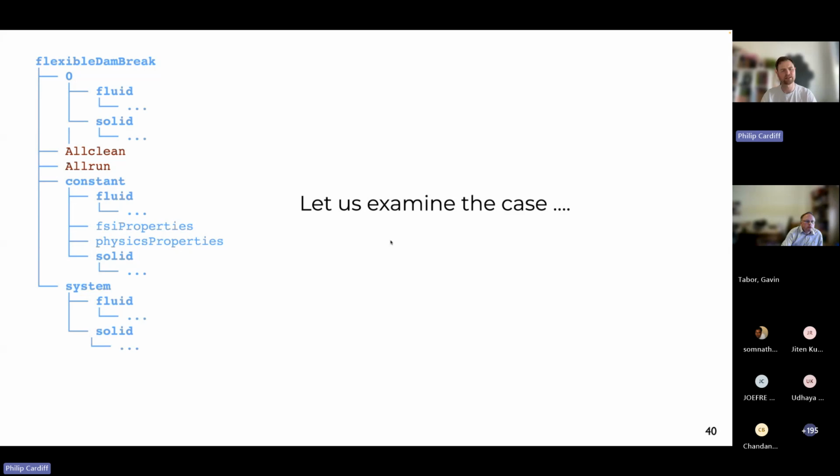I won't go through all the details here, but just to point out the difference between an FSI case in solids4foam and a normal OpenFOAM case. You'll be able to see it straight away inside the 0, constant, and system directories. We now have a fluid and solid subdirectory for each of those. So essentially, the fluid boundary conditions are inside 0/fluid. The solid boundary conditions are inside 0/solid, and similar for the material properties and the system settings. So it's like two OpenFOAM cases in one.